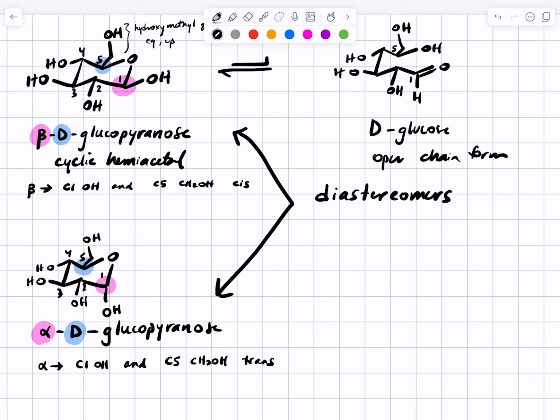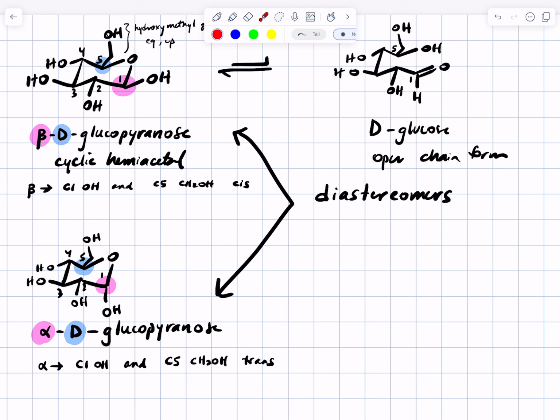There are a lot of ways to be a diastereomer, right? If we were to draw the enantiomer of this beta-D-glucopyranose, it would have opposite configuration at each and every stereocenter. If it had opposite configuration at all of them but one, that would be a diastereomer. And if it had opposite configuration at one but not all, that would still be a diastereomer. In other words, enantiomers have opposite configuration at each and every stereocenter. Every other kind of stereoisomer is a diastereomer.